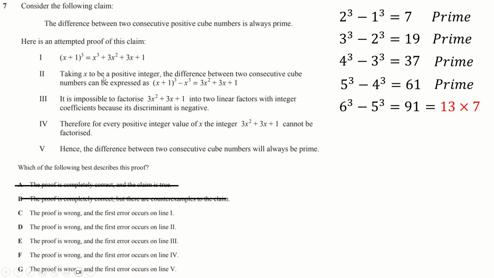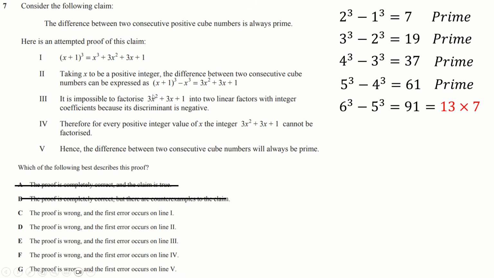Let's look through this then. So this is obviously correct. It's just expansion. When you take away x cubed, you're obviously going to get this. That's fine. It's impossible to factorize this into two linear factors because the discriminant is negative. Now that's actually a true statement. The problem is that it's completely irrelevant. So I think the mistake is on this line because this is technically a correct line. It just has nothing to do with what you're doing, right?